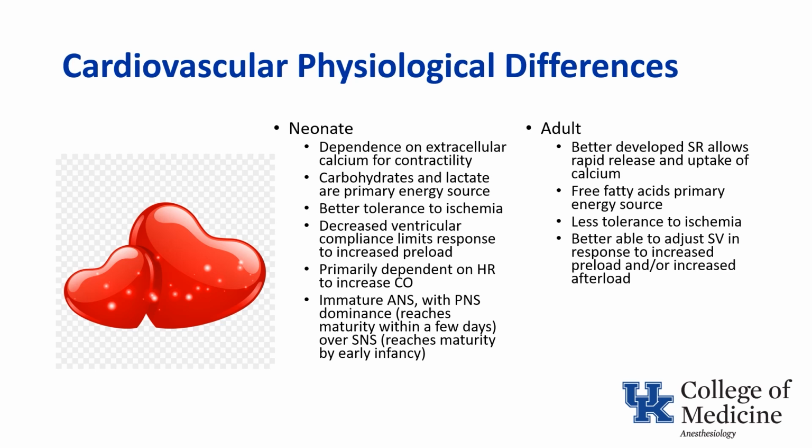The final difference is that the neonate has an immature autonomic nervous system with a relatively unbalanced parasympathetic dominance, which reaches maturity within a few days, compared to the sympathetic nervous system, which reaches maturity by early infancy.